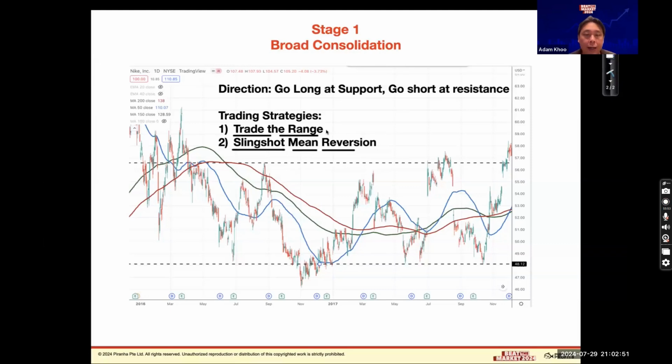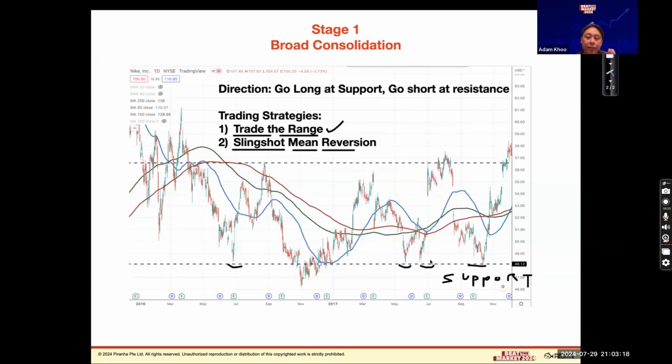Now, trading the range is actually a very simple strategy. Notice I drew a line here. What line is this called, by the way? It's called support, right? So support is where the price tends to drop to this level and reverse up. Drop, reverse up, drop, reverse up.